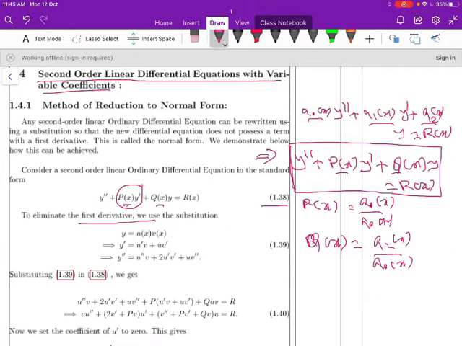Now to eliminate the first derivative, use the transformation y is equal to u into v, where u and v are functions of x. And this is the general solution of the equation 1.38. You have to find out u and v, and also you have to eliminate the first derivative in equation 1.38.